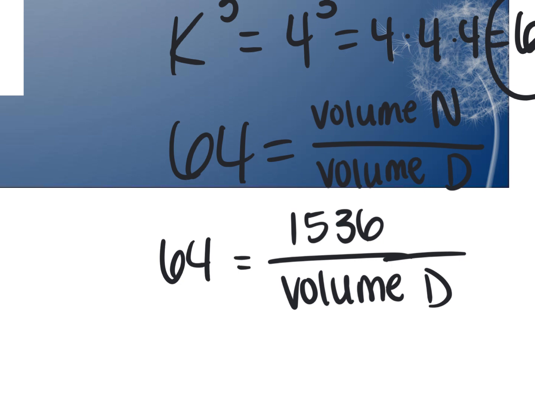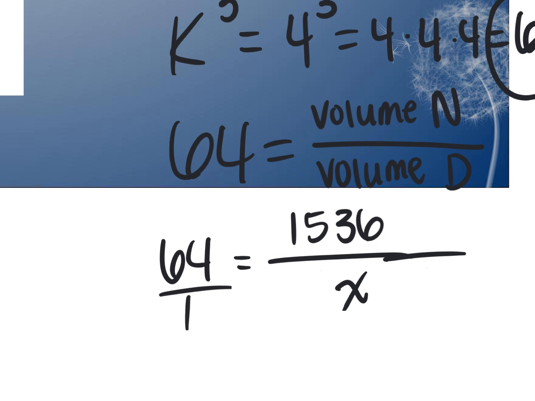If you want to go ahead, guys, and I will do this too, instead of solving for volume D, I'm going to replace this with a variable I'm comfortable with. Let's replace it with X. Does anyone remember how to solve something like this, where X is in the denominator? Nick? Good. Make it 64 over 1, and then what? Who said that? Good, Hannah.